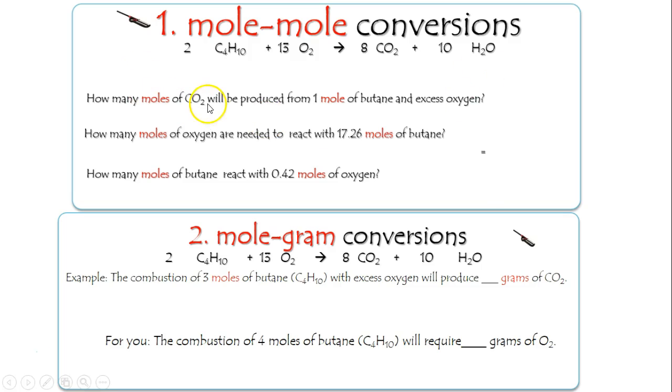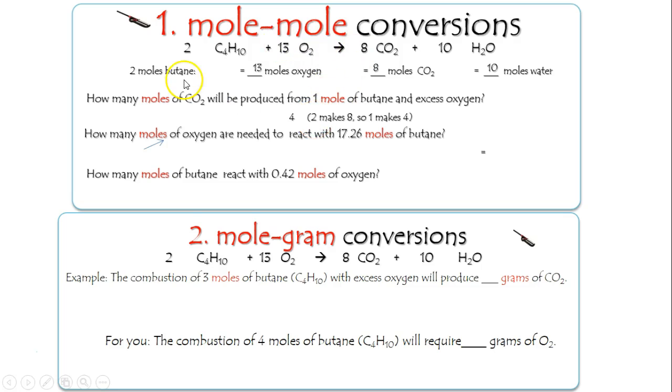How many moles of carbon dioxide will be produced from 1 mole of butane and excess oxygen? Well, since they're all equivalent, if 2 gives you 8, I guess 1 would give you 4. See that? 2 moles of butane gives you 8, therefore 1, half a scale, half a batch, will give you 4. However, if you have 17.26 moles of butane, how many moles of oxygen do you need?